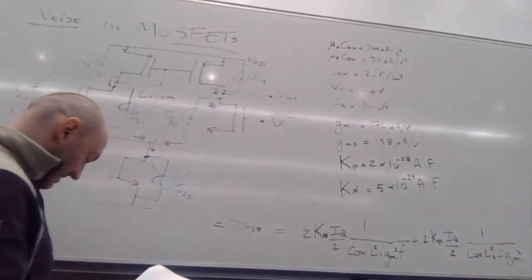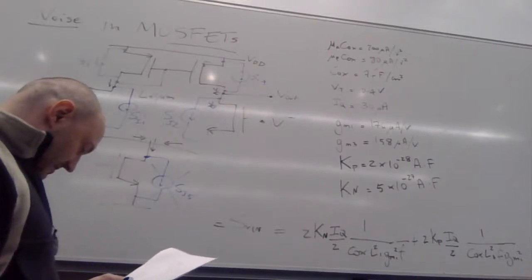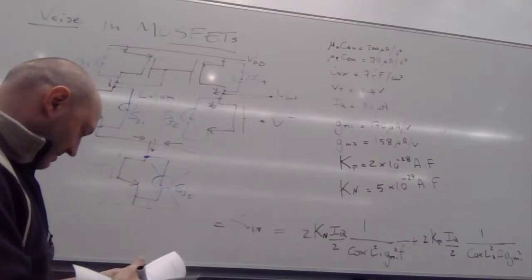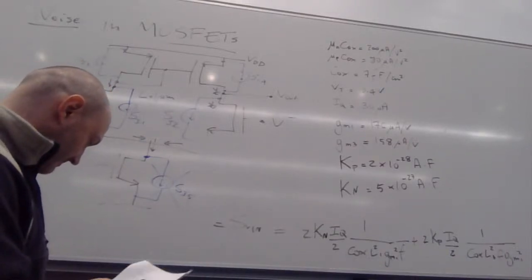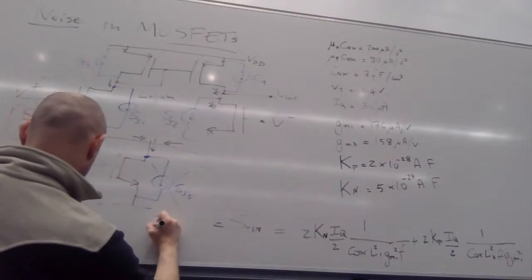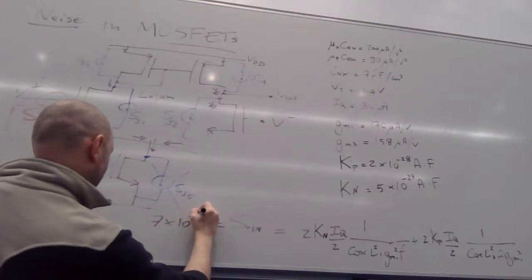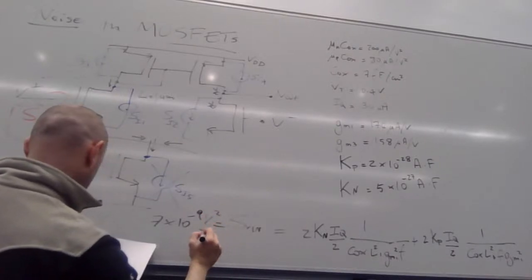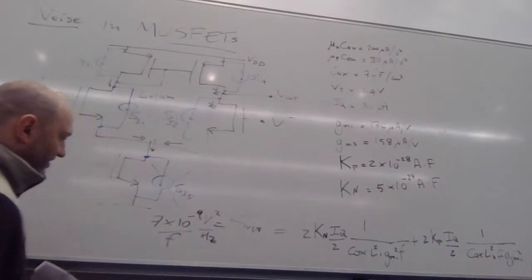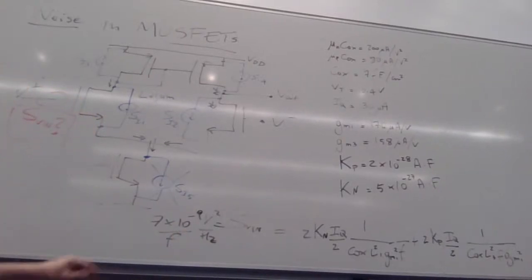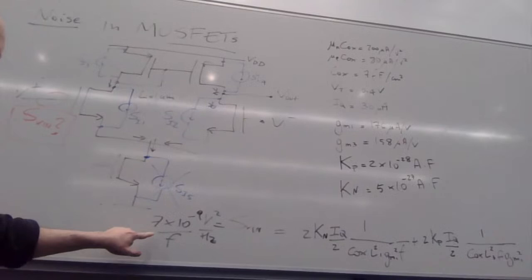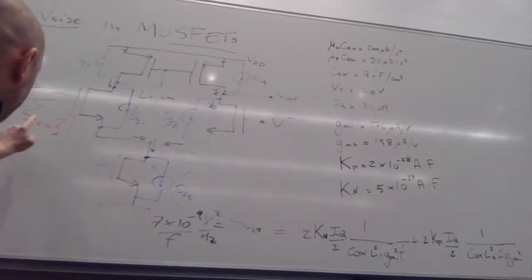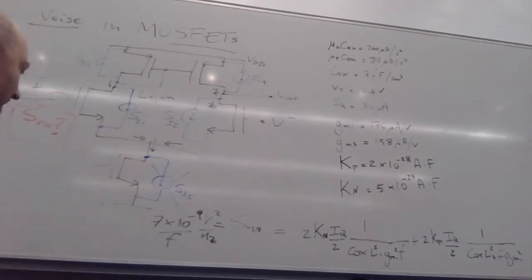So in this case, we find that S1 is equal to 7 times 10 to the minus 9 volt square per Hertz divided by f, the frequency. So this one here is the spectral density of the flicker noise, the input spectral density of the flicker noise.